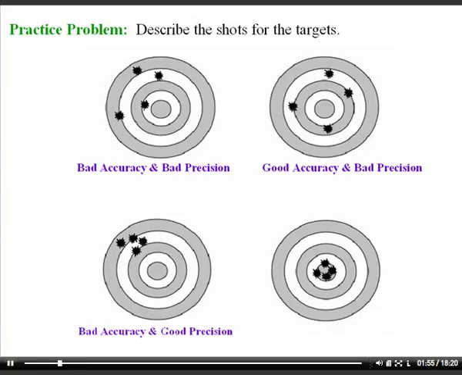The third target is the best target to explain accuracy and precision to students. Bad accuracy would be described because they're obviously not hitting the bullseye, but they're good precision shots because they're close to each other. And the last one is, of course, good accuracy and good precision because they're close to each other and they're in the bullseye. So good accuracy is on target and good precision is close to each other.